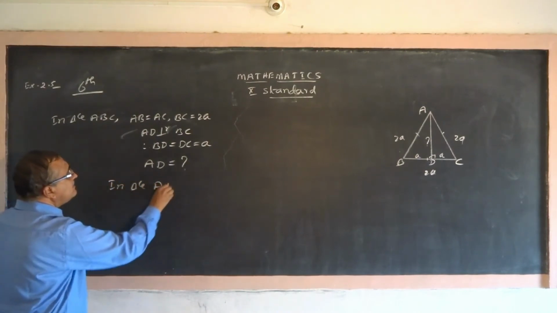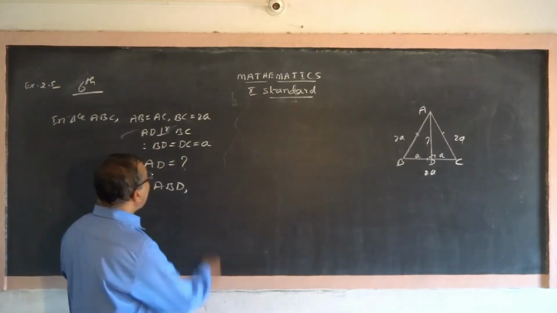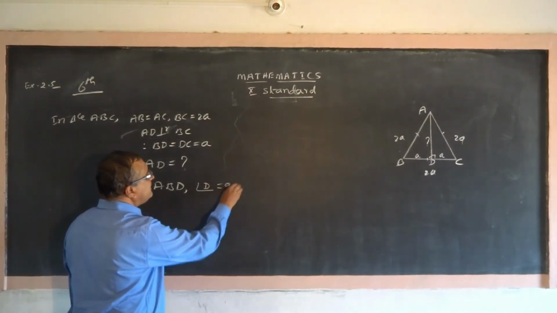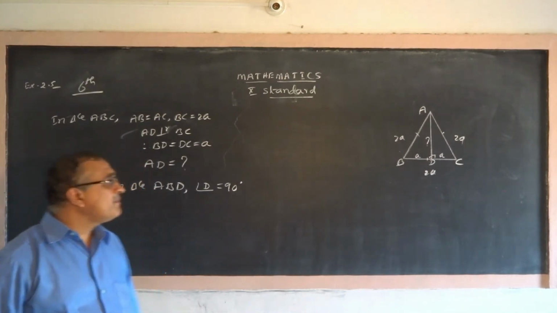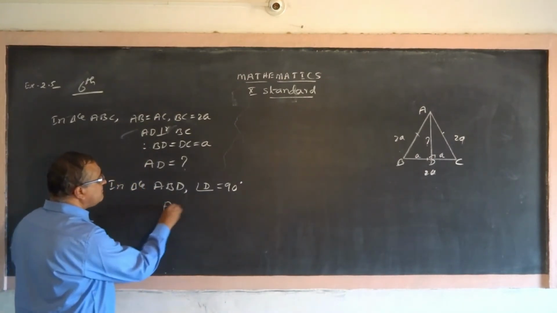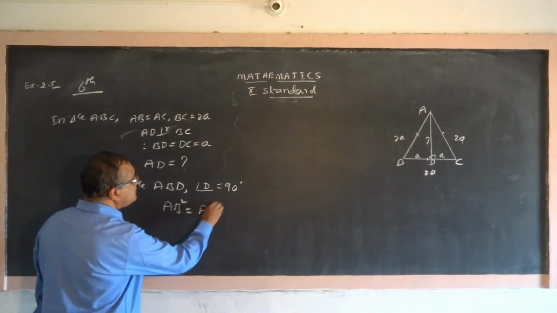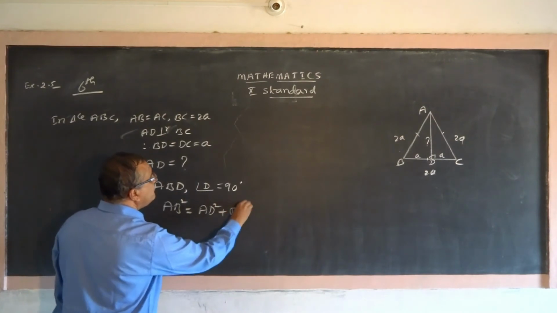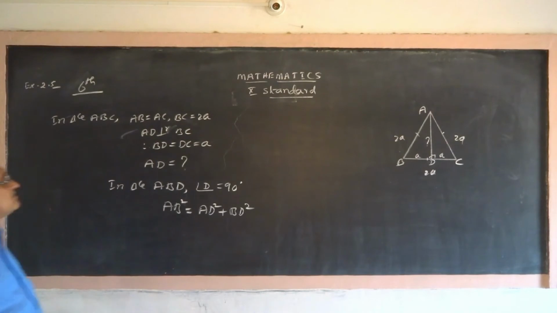In triangle ABD, angle D equals 90 degrees. Apply the Pythagoras theorem. When you apply the Pythagoras theorem, AB square equals AD square plus BD square.